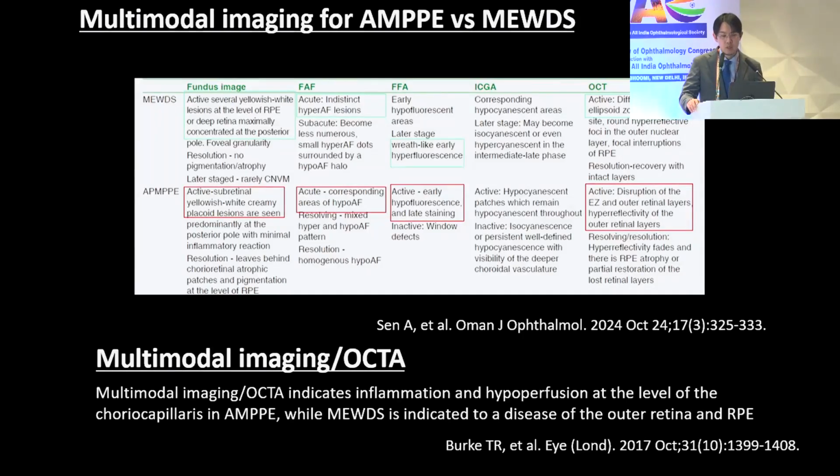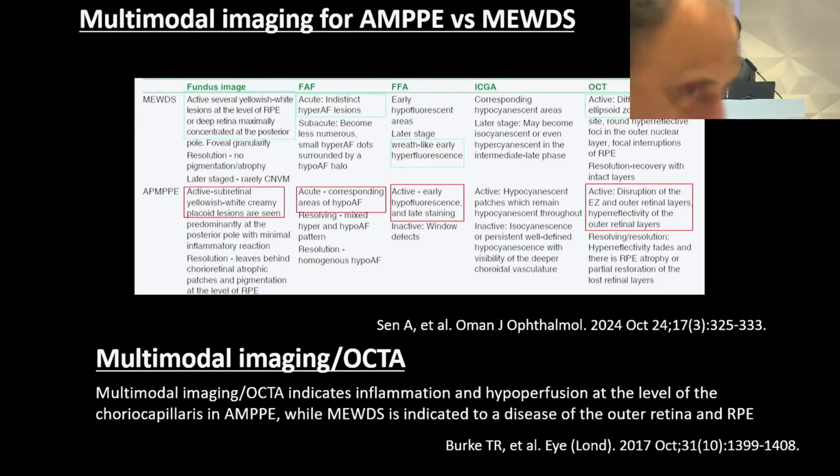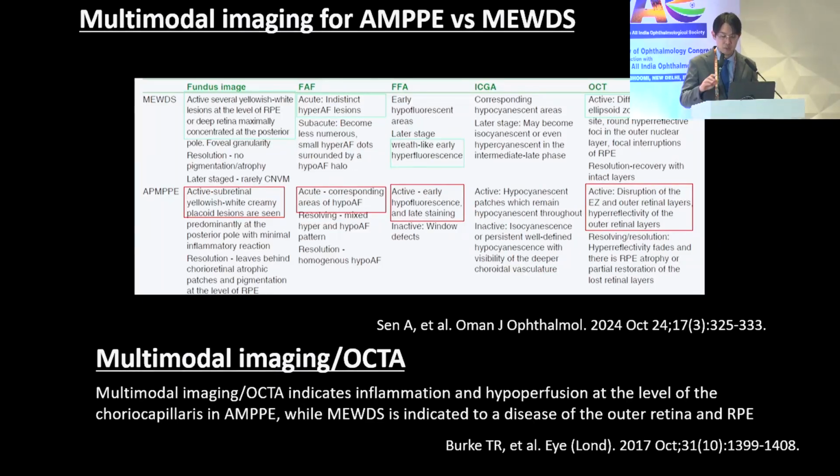So here is a table showing the characteristics of the different imaging between APMPPE and MEWDS. APMPPE and MEWDS have similar findings in imaging. However, multimodal imaging and OCTA indicate inflammation and hypoperfusion at the level of the choriocapillaris, while MEWDS is indicated to be a disease of the outer retina and RPE. So multimodal imaging should be considered to differentiate white dot syndromes.